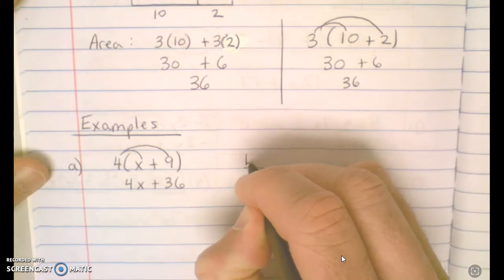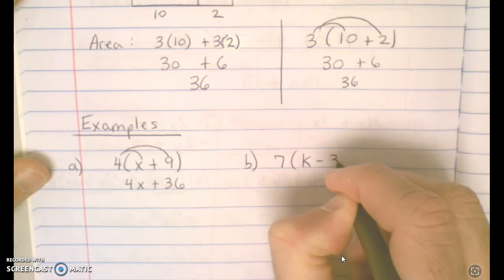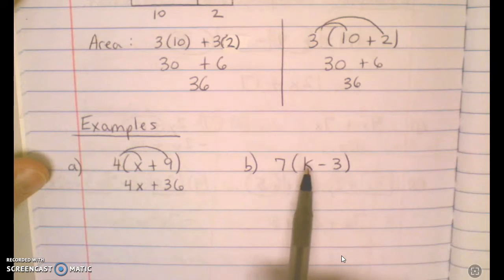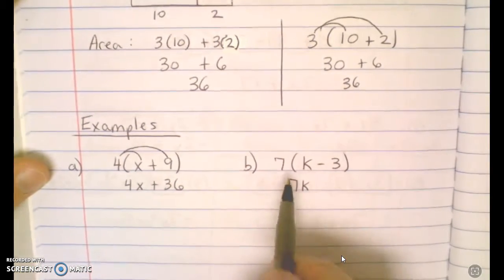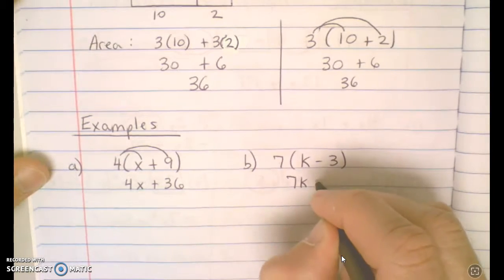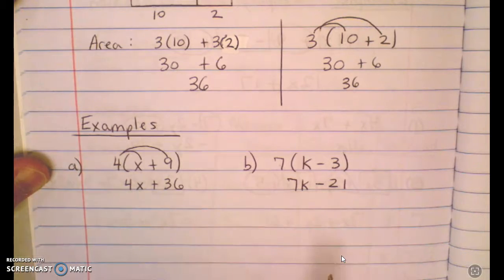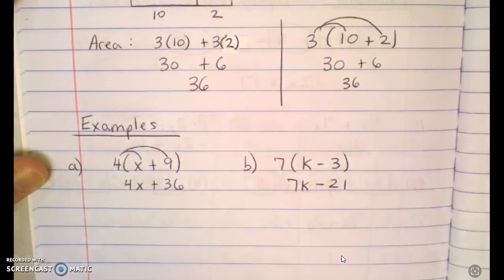Try another example. 7 times k minus 3. So I'm going to do 7 times k, which is 7k, and then 7 times negative 3, which is negative 21. A common mistake that people will make is that they'll forget the negative when they're multiplying. So 7 times negative 3 is negative 21. And again, we're done because we cannot simplify this further.